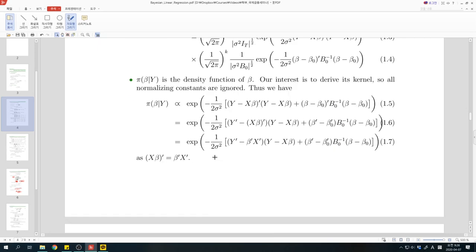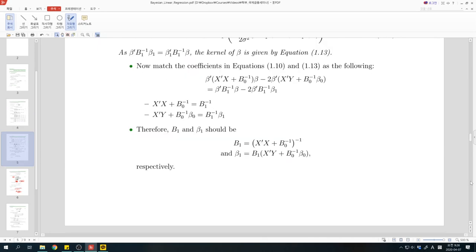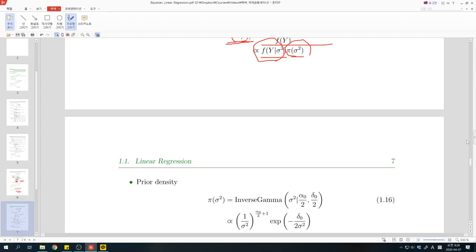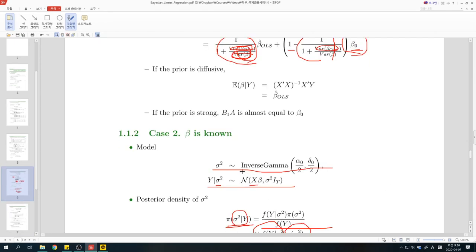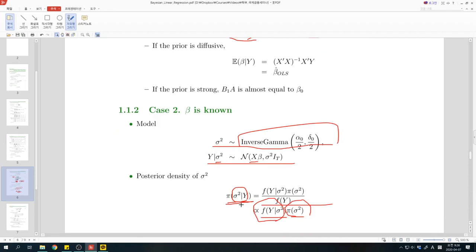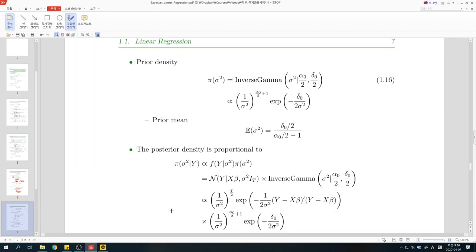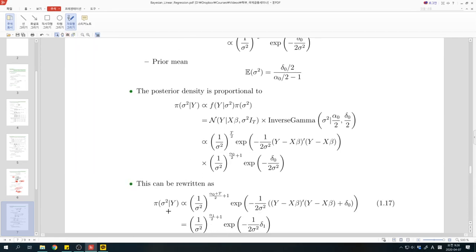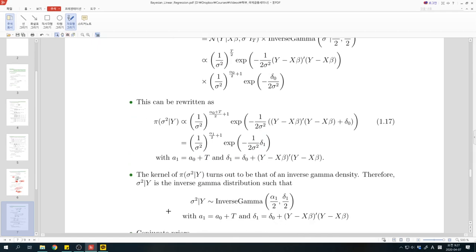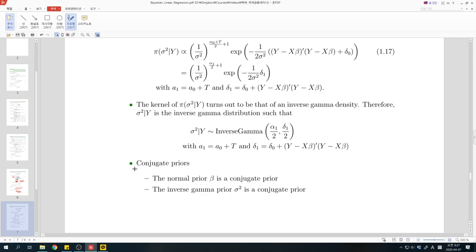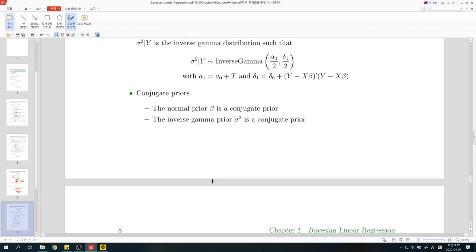What about sigma square? The conjugate prior for sigma square is inverse gamma. If this is inverse gamma, fine, but if this is chi-square, then the posterior distribution of sigma square is not standard. So to get analytical solutions, or to get these solutions by handwriting, the priors should be conjugate. This is really important.